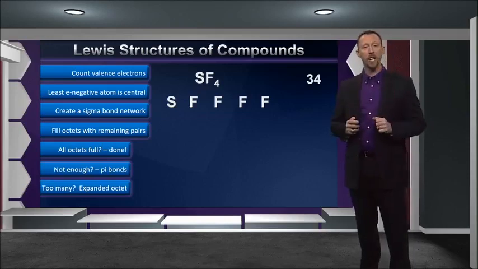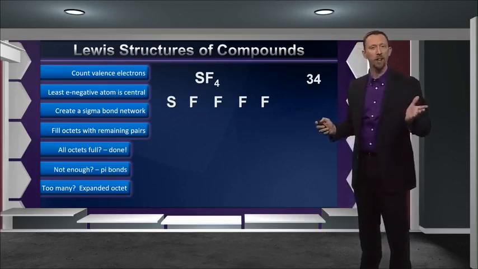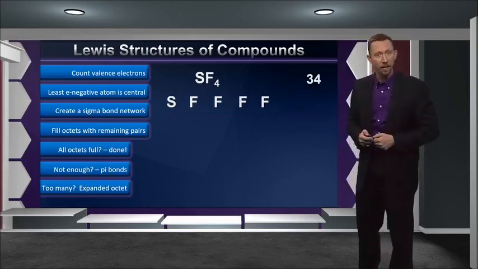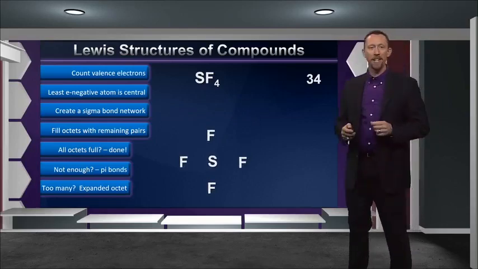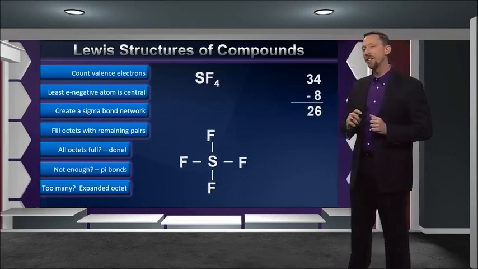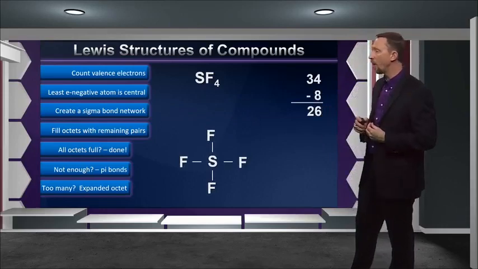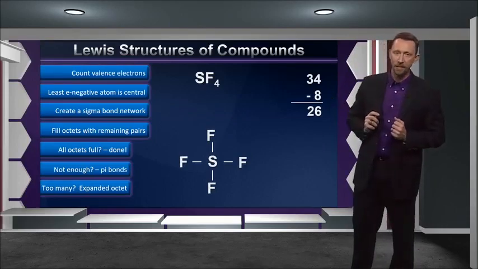Now the least electronegative element goes in the center. So which one would go there? Well, naturally, the sulfur, right? Fluorine's the most electronegative element there is. So I'll put the sulfur in the center and begin building my framework. Creating the bonds necessary to hold my 4 fluorines on there consumes 8 electrons, leaving me with 26.